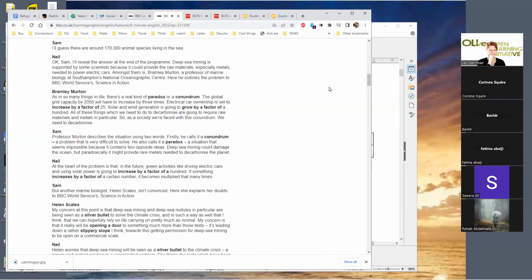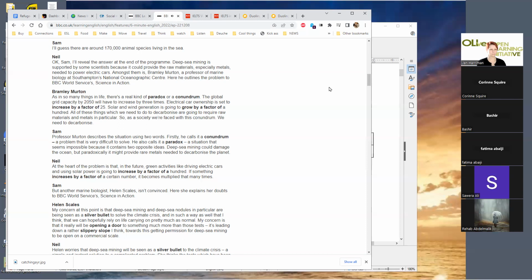We need to decarbonize. Professor Merton describes the situation using two words. Firstly, he calls it a conundrum, a problem that is very difficult to solve. He also calls it a paradox, a situation that seems impossible because it contains two opposite ideas. Deep sea mining could damage the ocean, but paradoxically, it might provide rare metals needed to decarbonize the planet. At the heart of the problem is that, in the future, green activities like driving electric cars and using solar power is going to increase by a factor of 100. If something increases by a factor of a certain number, it becomes multiplied that many times.